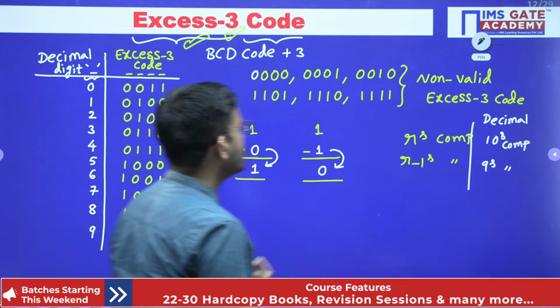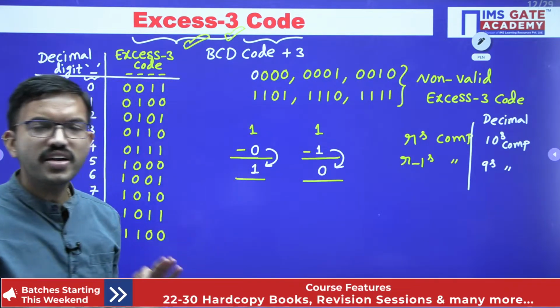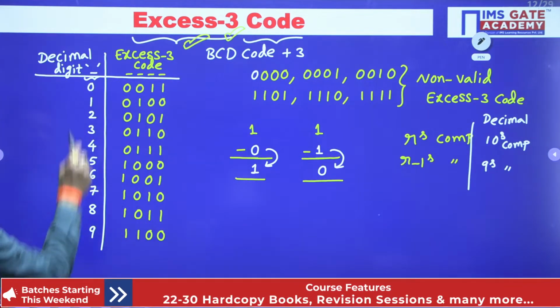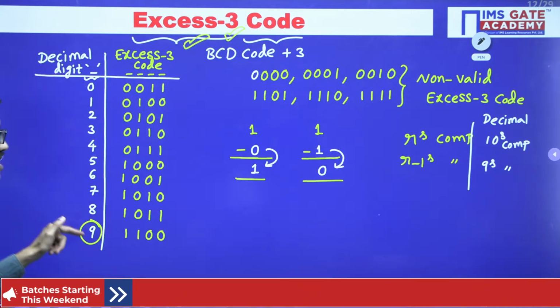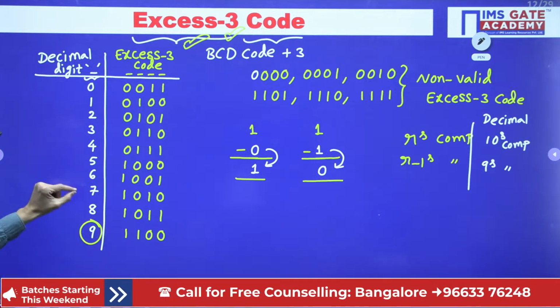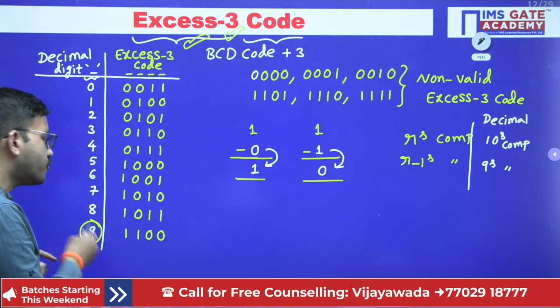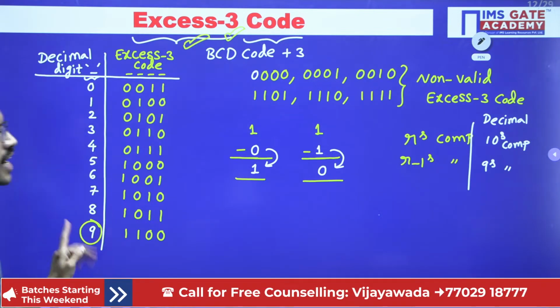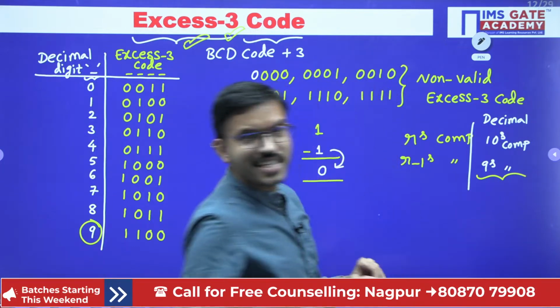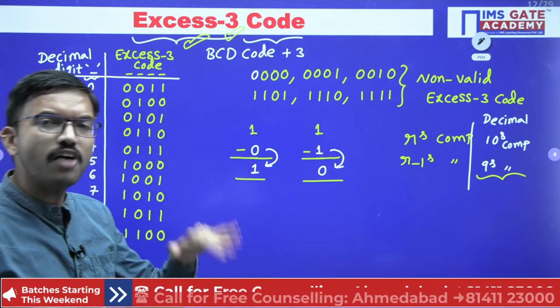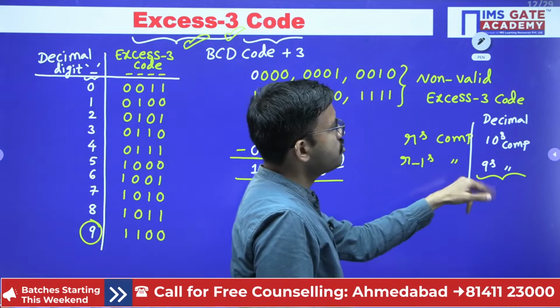In the decimal number system, for a single digit, the maximum value that you can represent is 9. That means if you subtract each and every digit from 9, the resultant value you get is nothing but 9's complement. After that, if you add 1, you will get 10's complement.